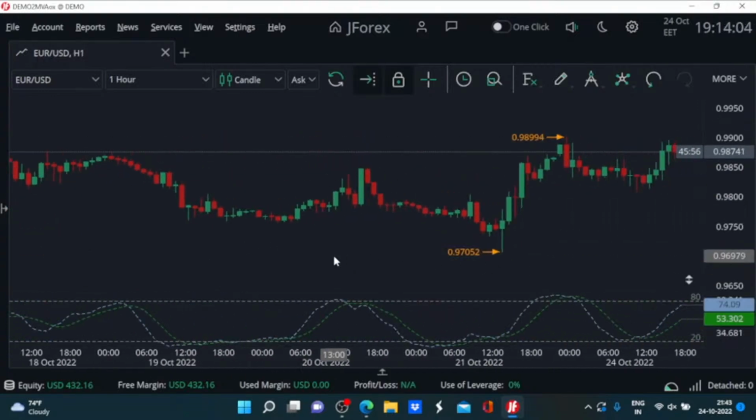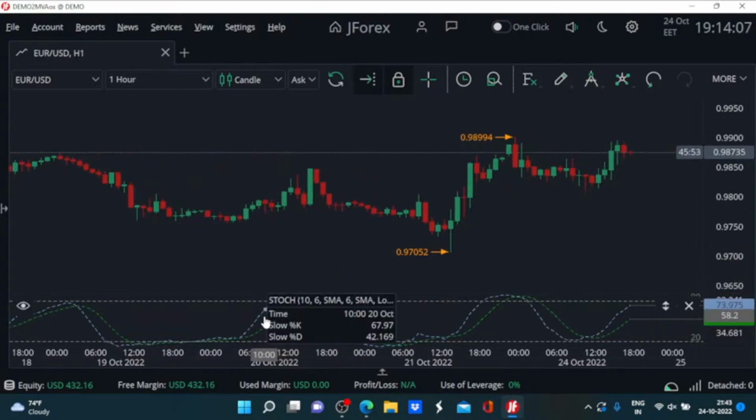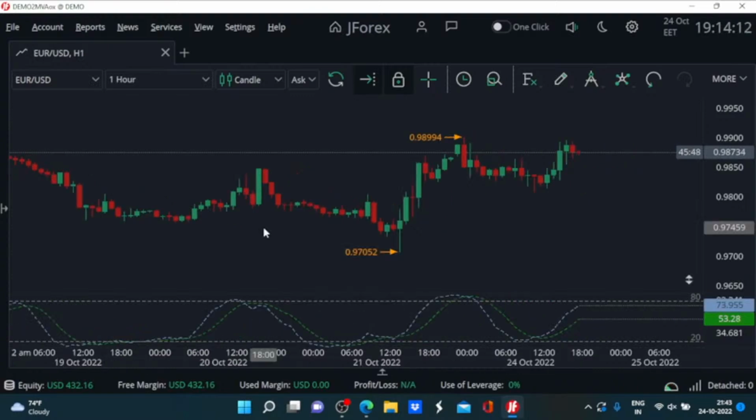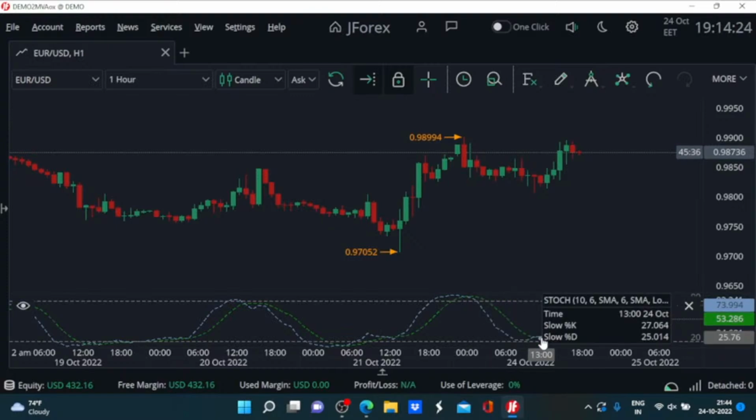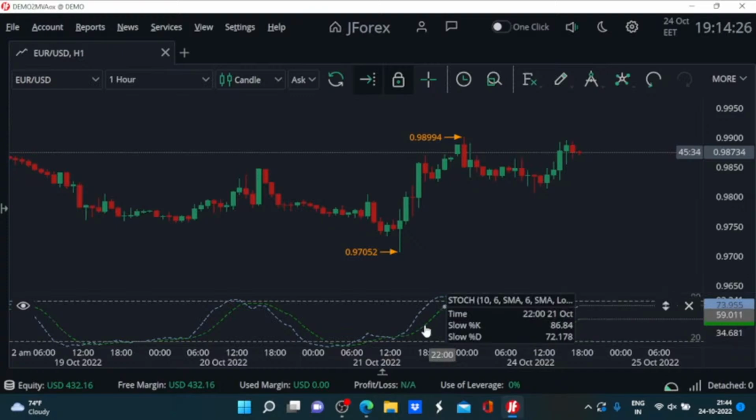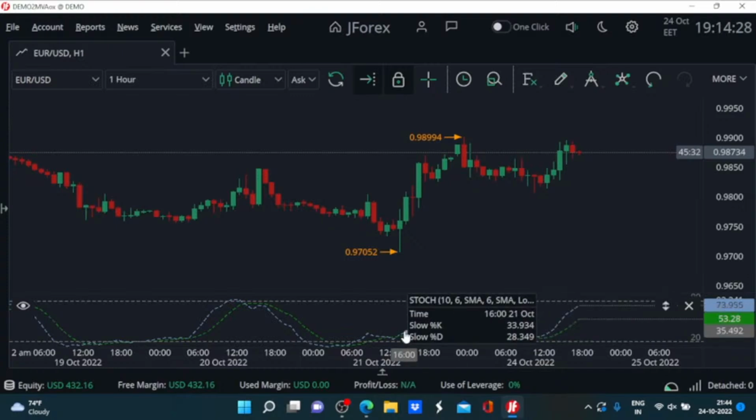And here, when we were using the combination of 5, 3, 3, you observe that we had this crossover thrice, but now with the combination of 10, 6, 6, this crossover is happening only once, and then the turnaround is happening for the EUR/USD, and a similar kind of thing is also observed on this lower side when we are using this crossover formation.